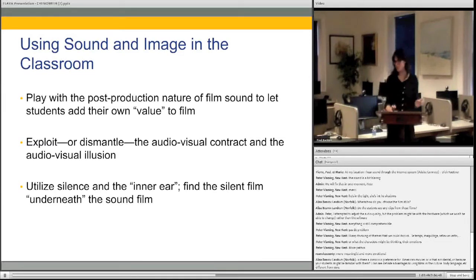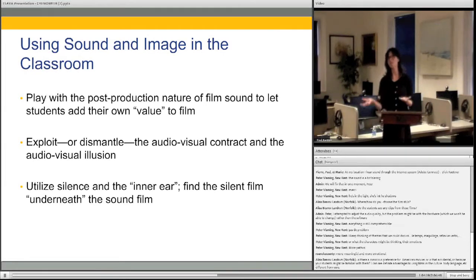All right, so now using sound and image in the classroom. The three suggestions that I'm going to make, the sort of three conceptual suggestions, are play with the post-production nature of film sound to let students add their own value, right? So when I talk about adding value, we're looking at the ways in which sound, music in that instance, but certainly also dialogue, in addition to sound effects, can essentially reshape the way you perceive the film, right?